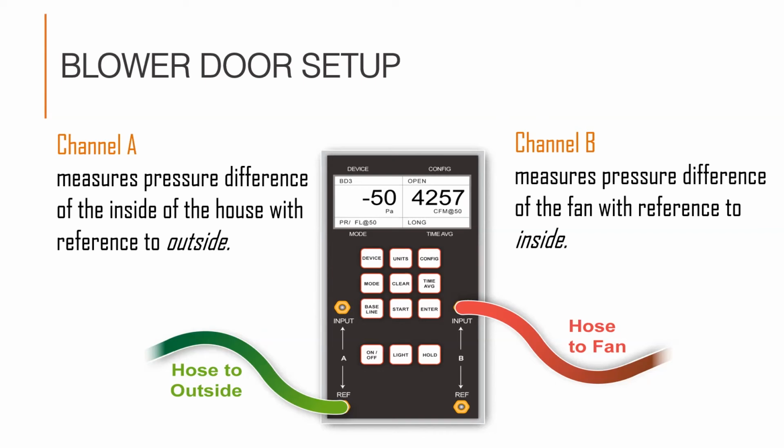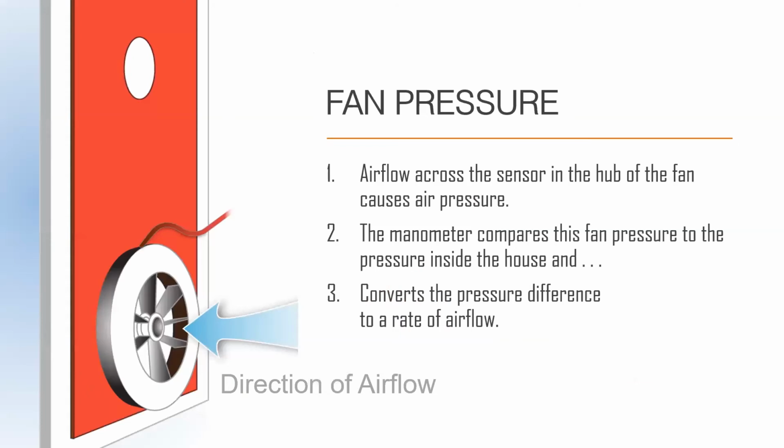The red hose on the B channel goes to the fan and transfers the fan pressure as an input with reference to the house. The fan pressure in the red tube comes from the airflow across the sensor in the hub of the fan. The manometer compares this fan pressure to the pressure inside the house and converts the pressure difference to a rate of airflow.